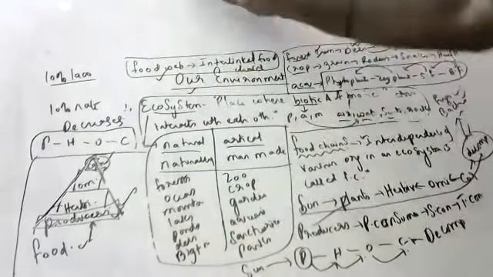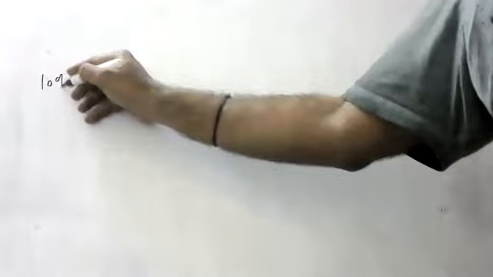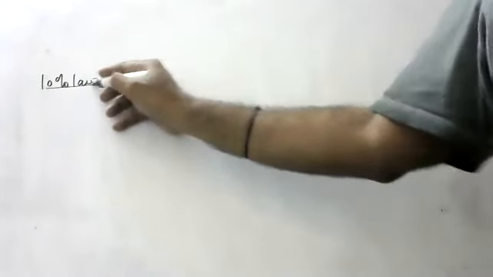Okay, children. So I'm removing definitions. If you still have any doubt in definitions, children, in the description I have given clearly all the definitions, notes, everything. You can read them in the description, children. Next, what is the 10% law? Very, very important.